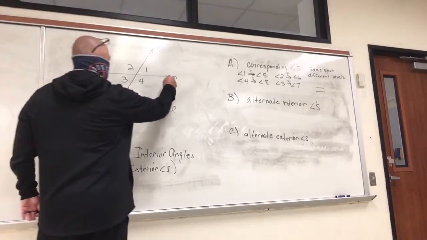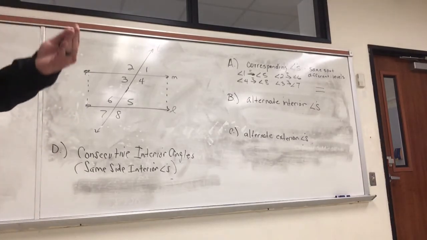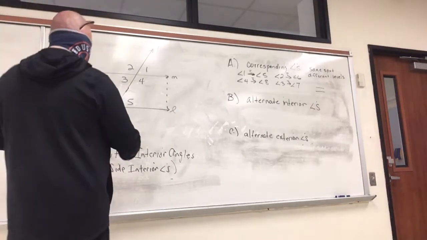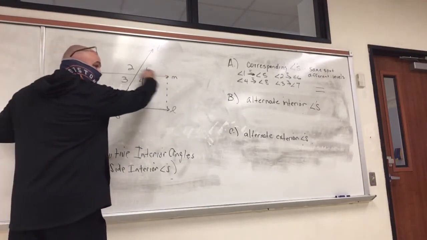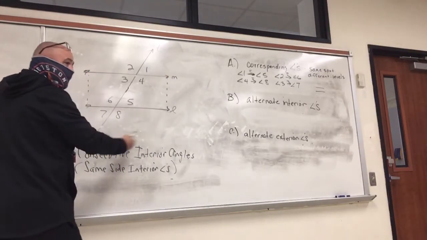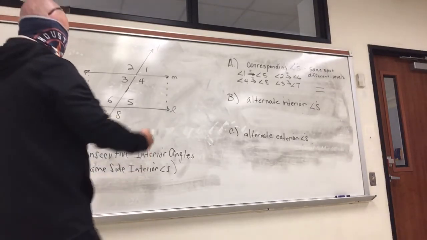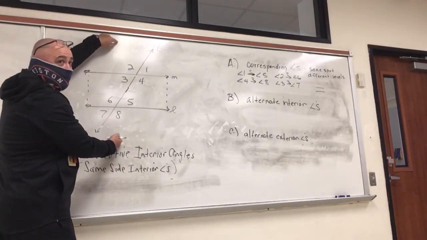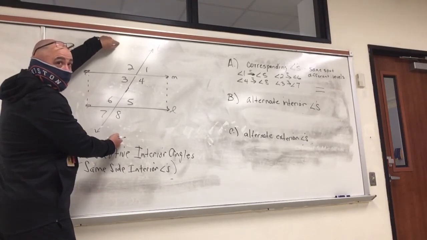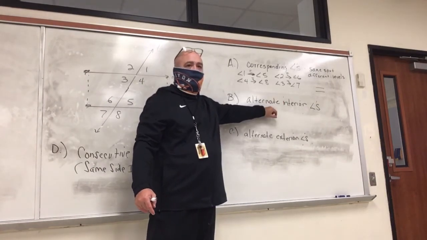I'm going to do this. I have an interior and I have an exterior when I have two parallel lines cut by a transversal. And this is how I look at this. If I put dotted lines down here, I have a box. This is the inside of the box, and this is the outside. Well, in mathematics, we don't say inside, outside. We say interior of the box, and we say exterior of the box. Everybody got that?